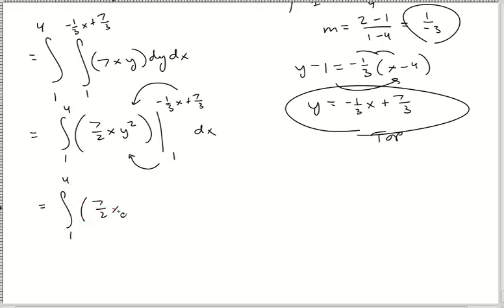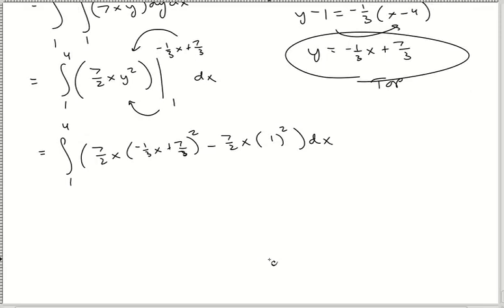7 halves x. And then this is where it gets kind of weird. It's going to be negative 1/3 x plus 7/3, squared. Cool. Minus, do it all over again for the 1. Oh, wait, wasn't that y squared? Squared. Whoa. Okay. Let me just tell you, if you want to start FOILing this thing out, go ahead. I think it's nuts. It's a crazy problem. Yep, it's pretty crazy.